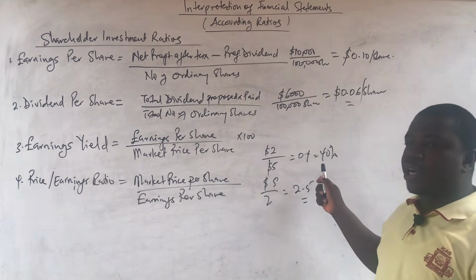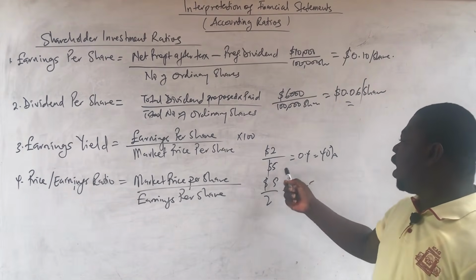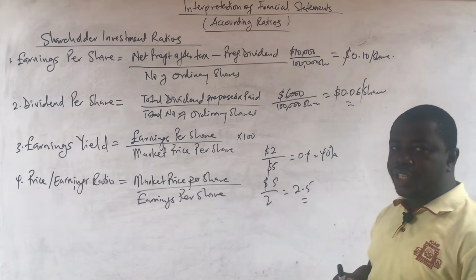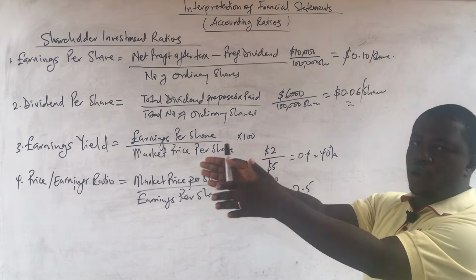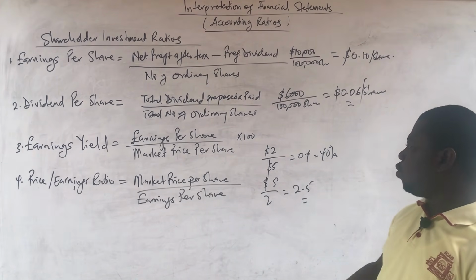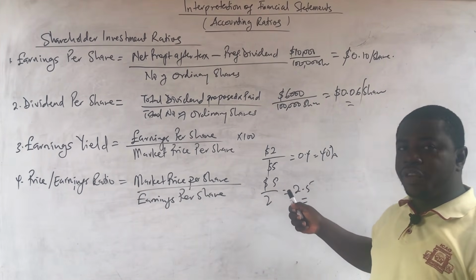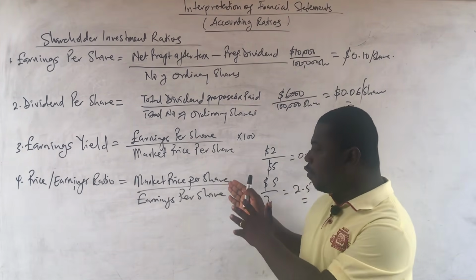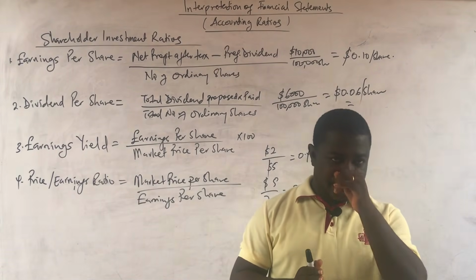The earnings yield talks about the percentage you are getting every year, but the same percentage will tell you how many years it will take to recover your initial investment in terms of the price of the share that you bought on the stock exchange market. So the market price of the share over your earnings per share will give you the number of years it will take for you to recover your initial investment in the organization.